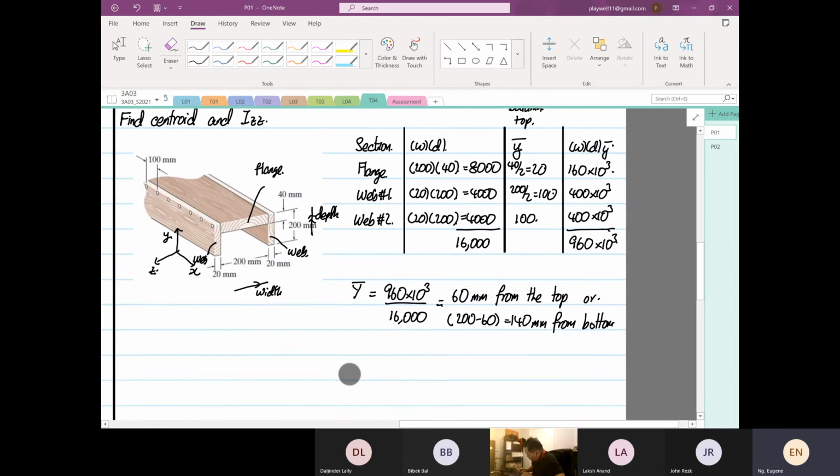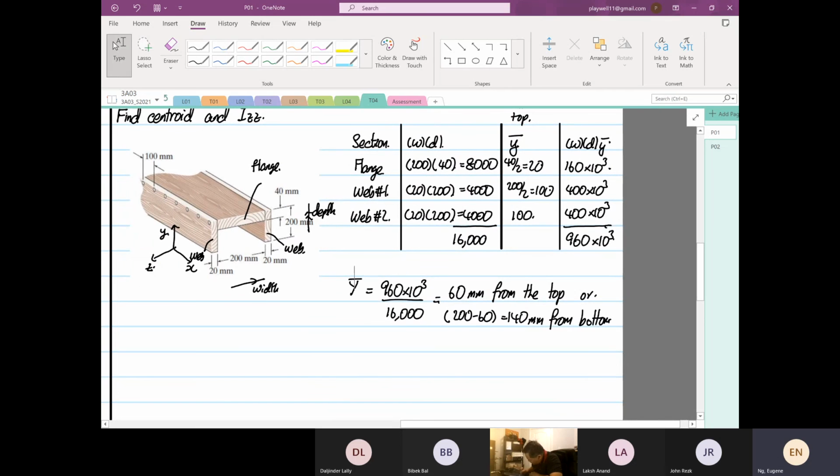So now you can immediately find your I. Okay, so IZZ for your flange. So it's equal to 200 times 40 to the power 3 divided by 12 plus 8,000 times (60 minus 20) squared. So it's equal to 13.867 times 10 to the power 6 millimeters 4.